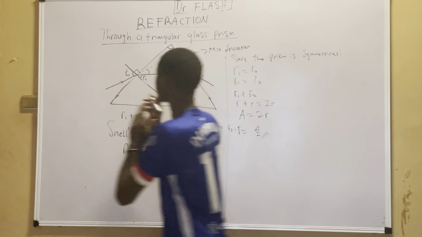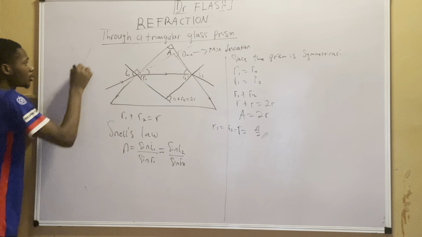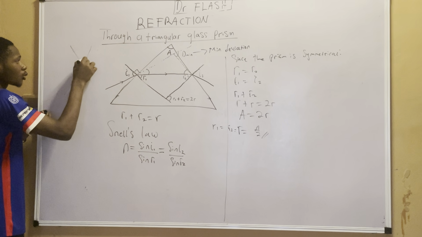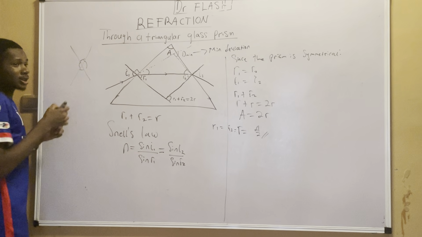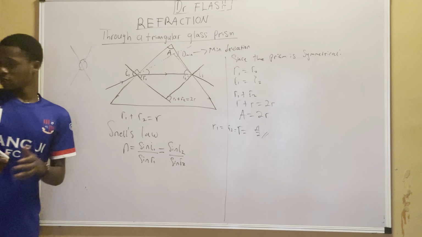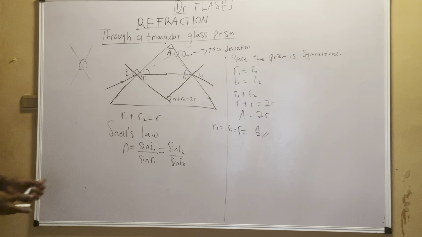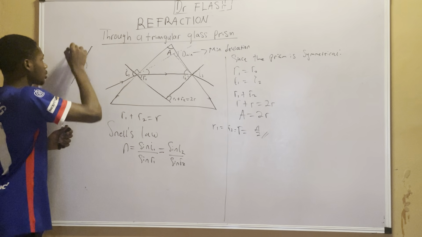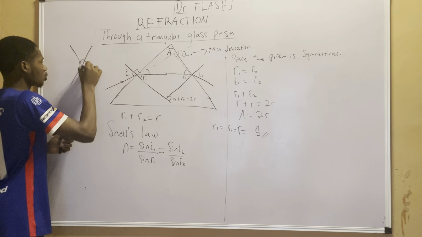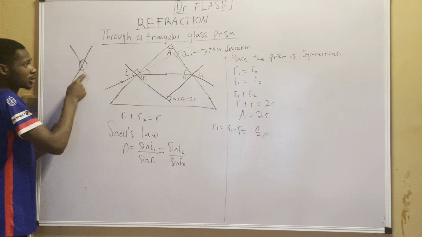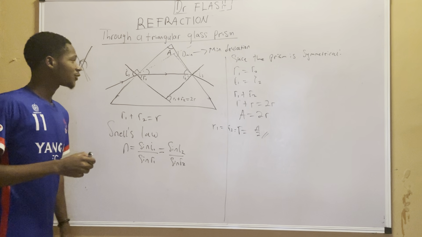Now, when two lines cross each other in geometry, the angle under it equals the angle on top, the angle at the side equals the angle at the side. So we have what we call the vertically opposite angles. I'm going to use another marker and indicate what I'm trying to say. This is called the vertically opposite angle because this one is opposite to this and this one is opposite to this.